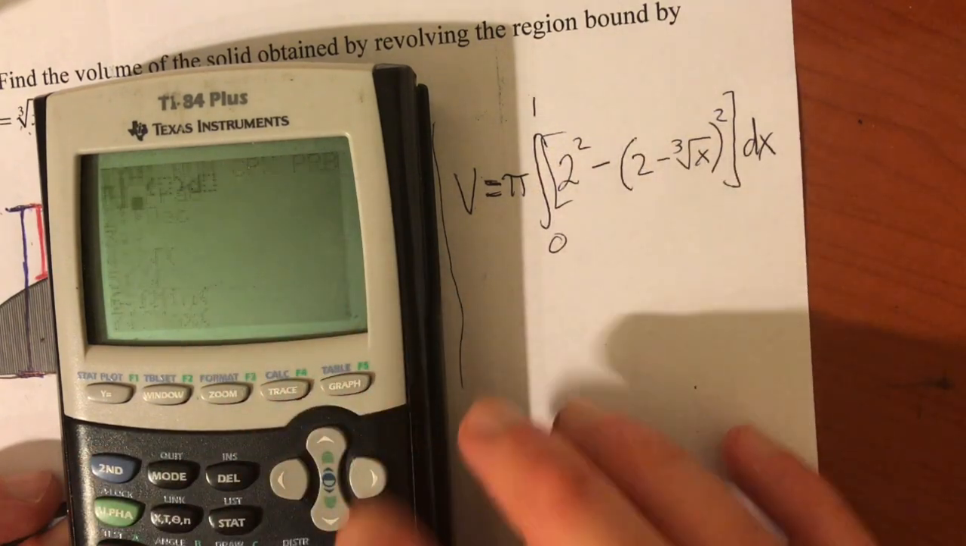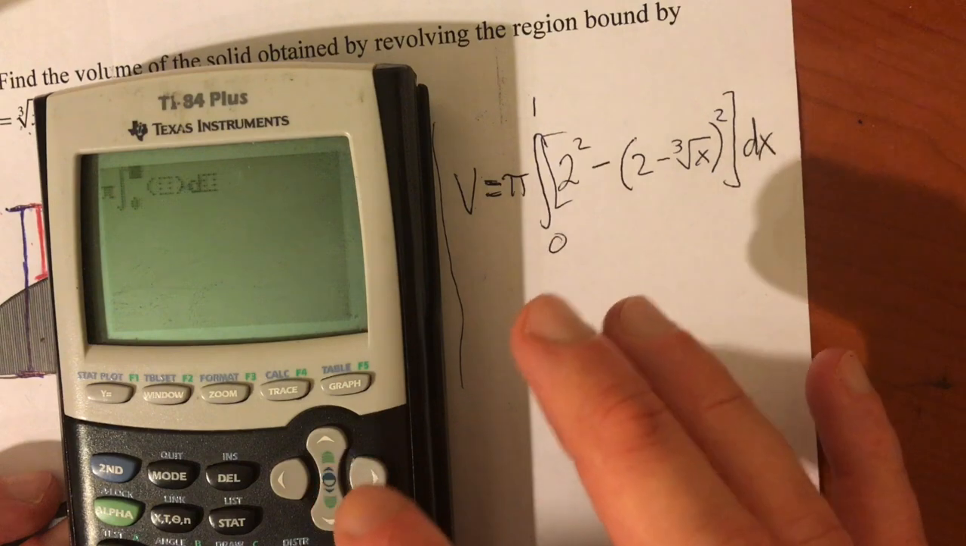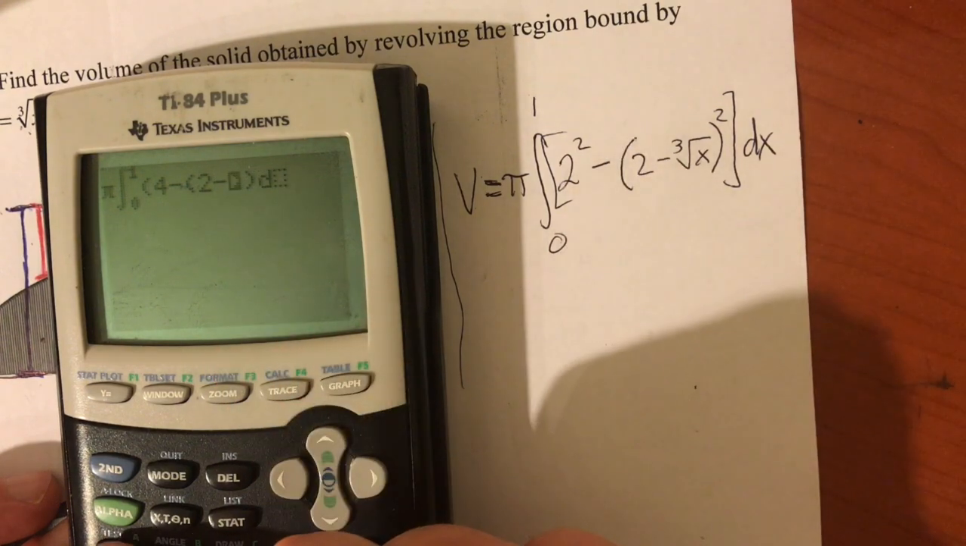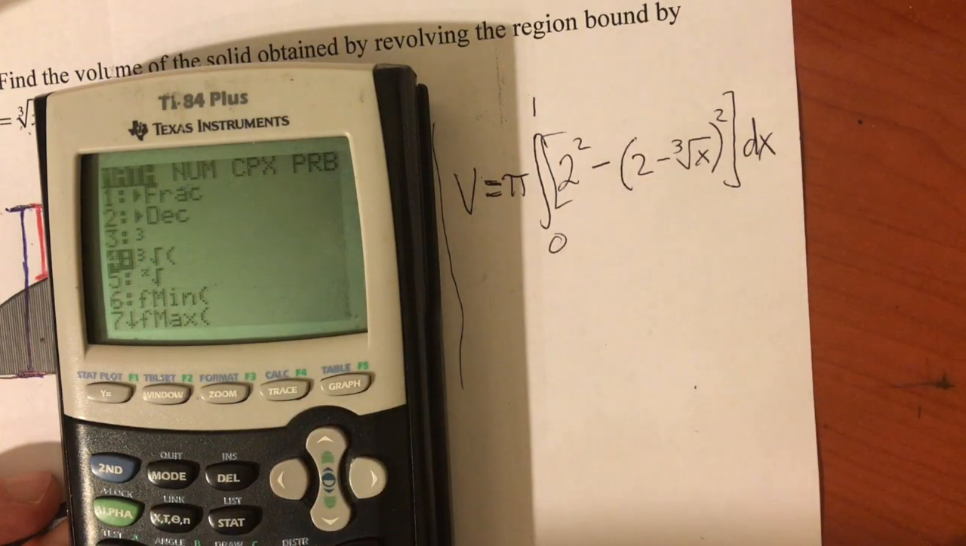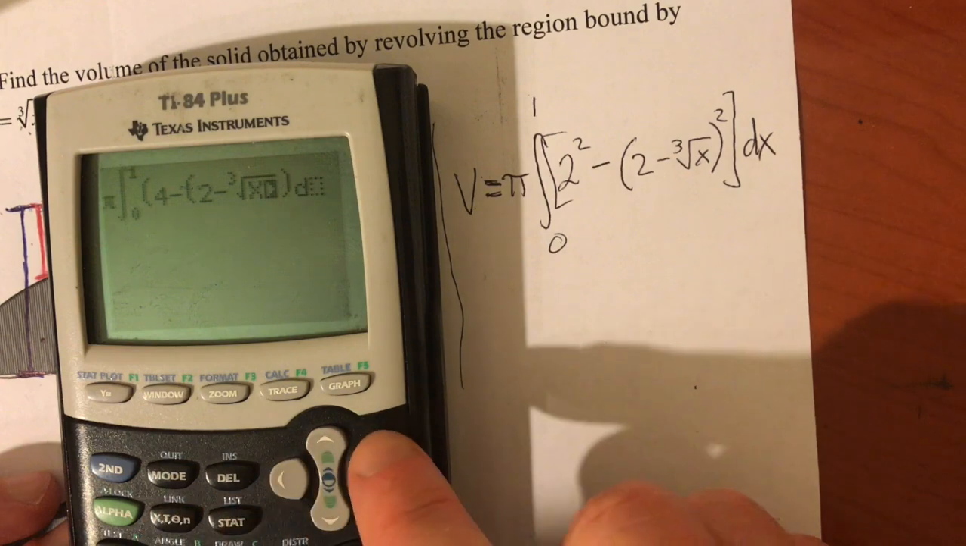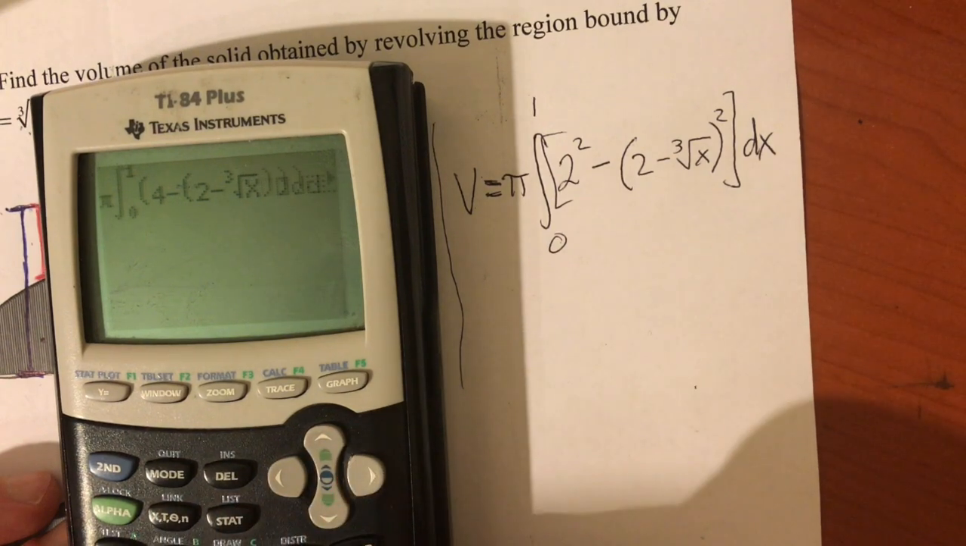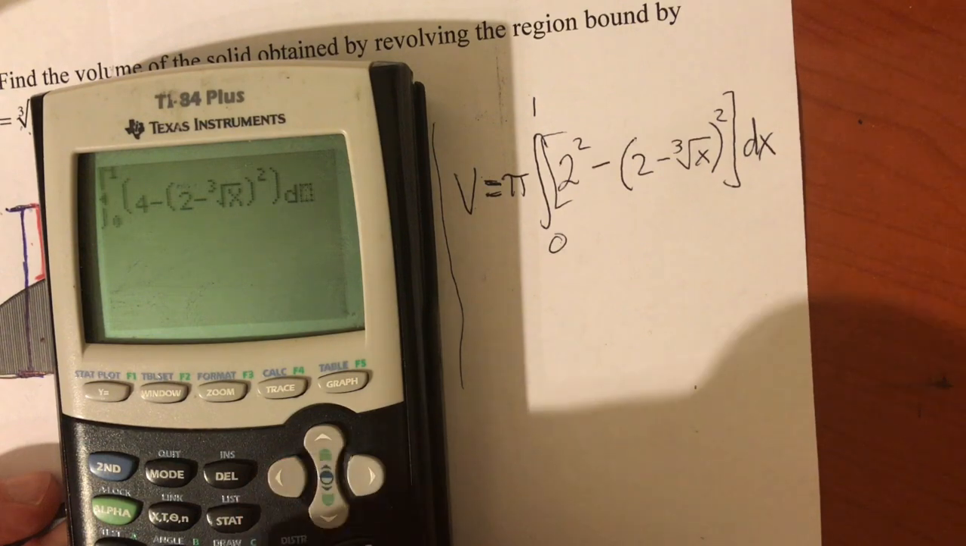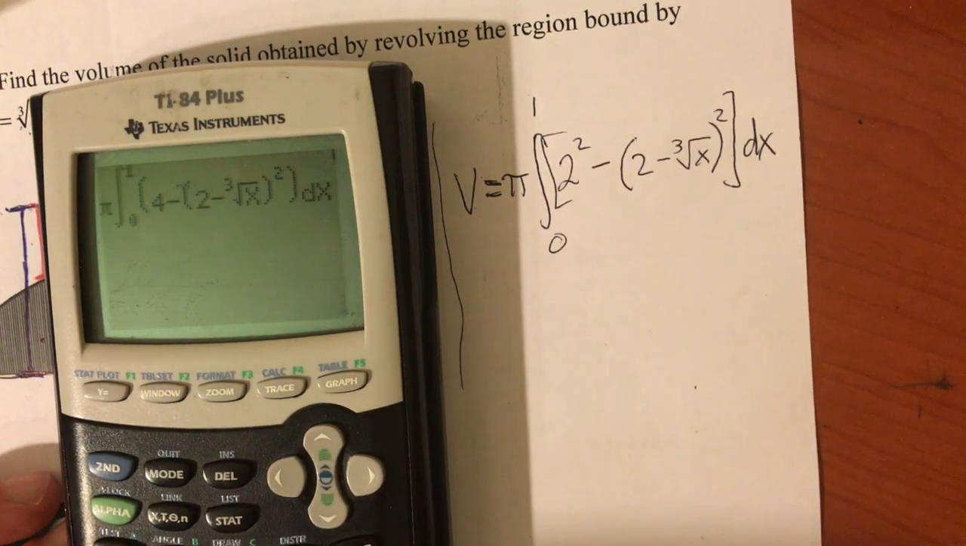Pi math 9, here we go, from 0 to 1. 2 squared is 4, I think I can manage that. 2 minus the cube root button, that's right in here in the math menu, cube root of x. Close that set of parentheses, square that small radius with respect to x, and here we go.